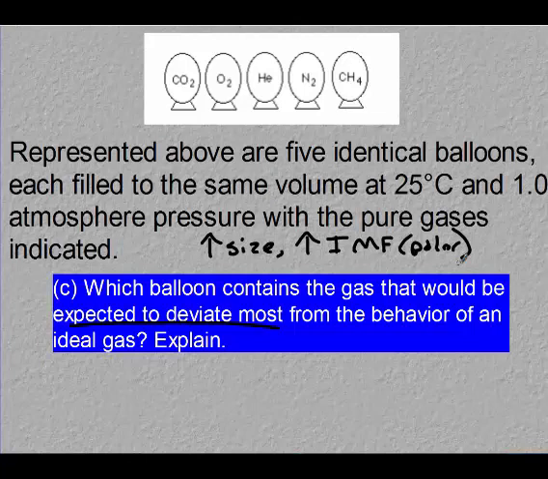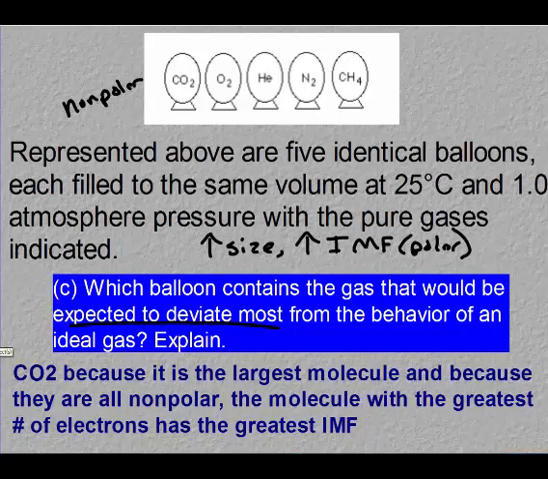All of the gases above are nonpolar. Because they're all nonpolar, we're just looking at size and we want the biggest gas. So the biggest gas would be CO2 because it would have the most number of electrons. So for a full answer, CO2 because it is the largest molecule. And because they are all nonpolar, the molecule with the greatest number of electrons has the greatest IMF. So when they're all nonpolar, we look at the number of electrons. We'll talk more about that in later units.